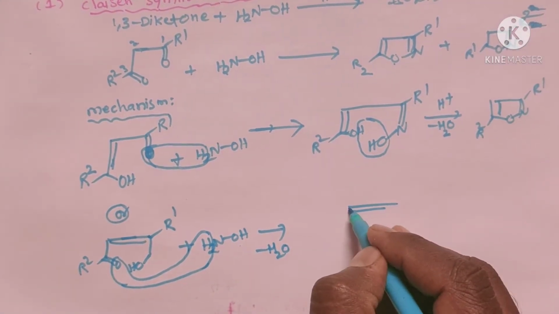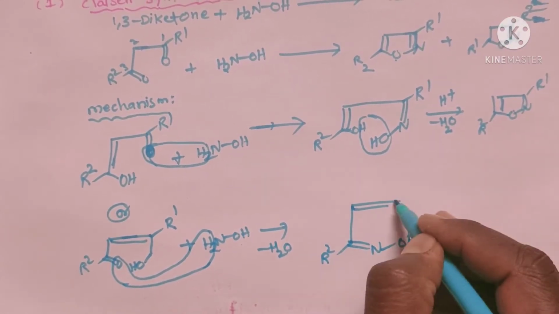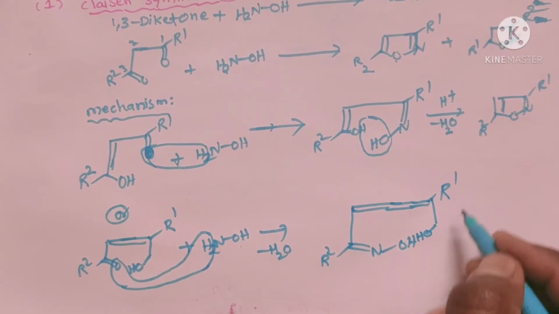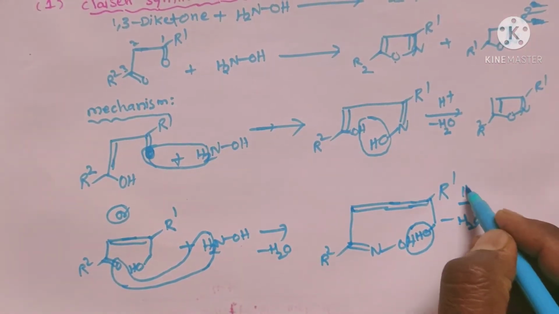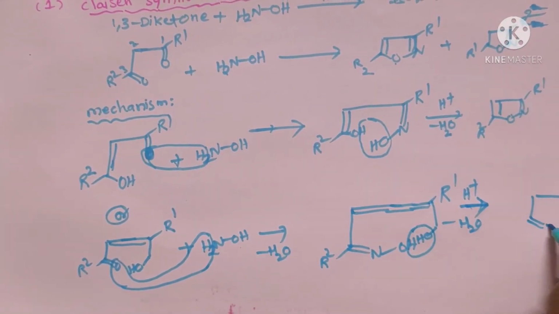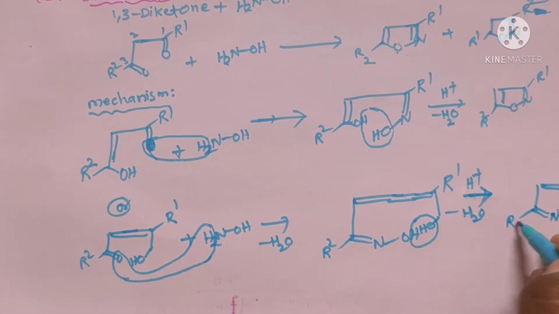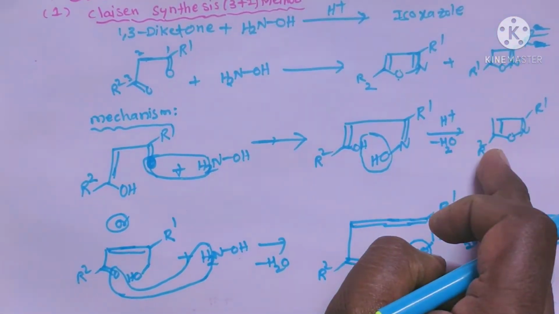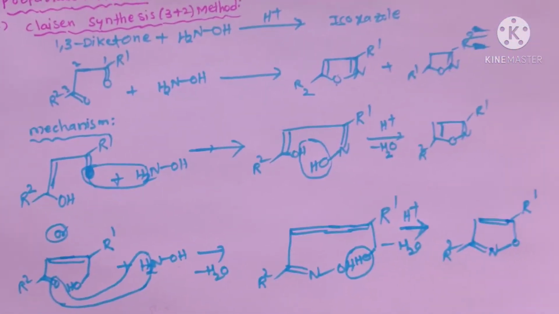As a result, what happens? Now this H and this OH goes outside in the form of water in the presence of mineral acids. Okay, as a result, we get this derivative. So look here, this is product 2 and this is product 1. So like that, in a glycine synthesis we may get the different products.